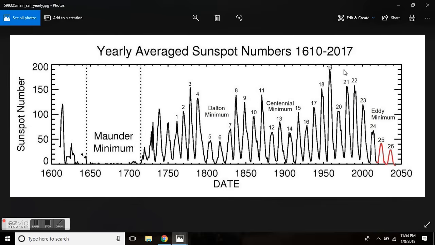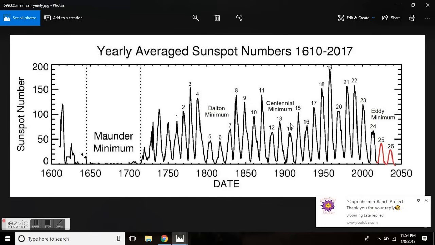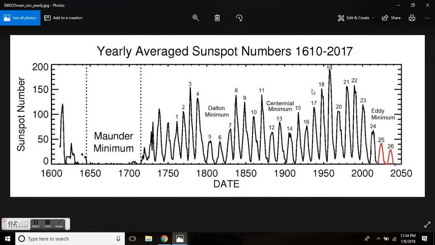And it consists of a maximum and a minimum. And during solar maximum, the sun is brightest and has the most activity, the most flaring. And during a minimum, it goes quiet. And these maximums and minimums are packaged into groupings, where you have a solar maximum grouping and a solar minimum grouping.